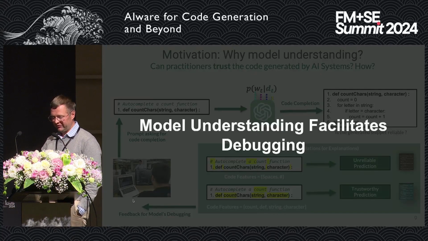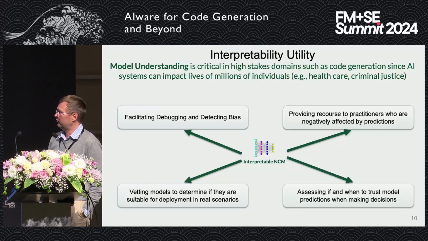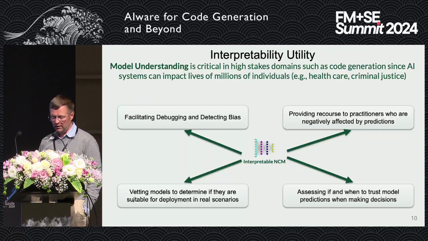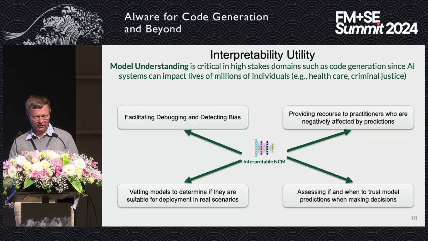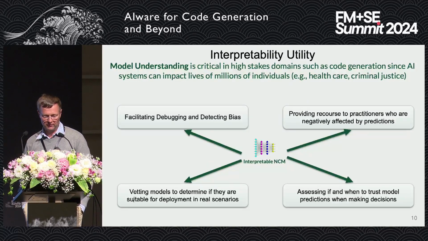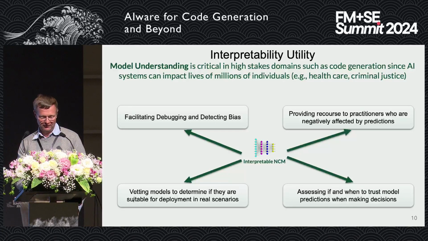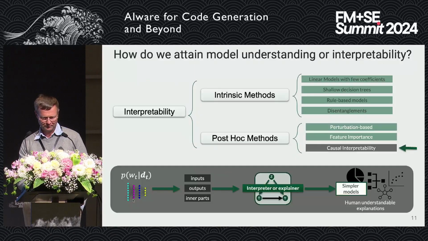So model understanding actually facilitates debugging, and when it comes to interpretability, model understanding is really critical because interpretability can help us facilitate debugging, detecting bias, vetting models to determine if they're suitable for deployment, to provide more recourse to practitioners who are negatively impacted by predictions, and also asserting if and when to trust the model predictions.